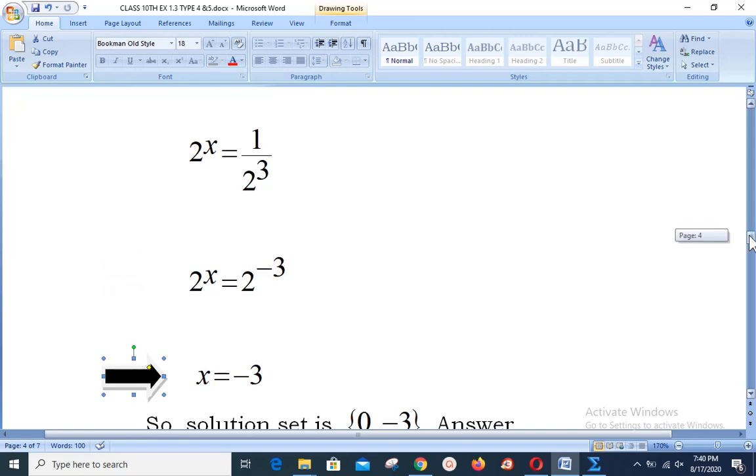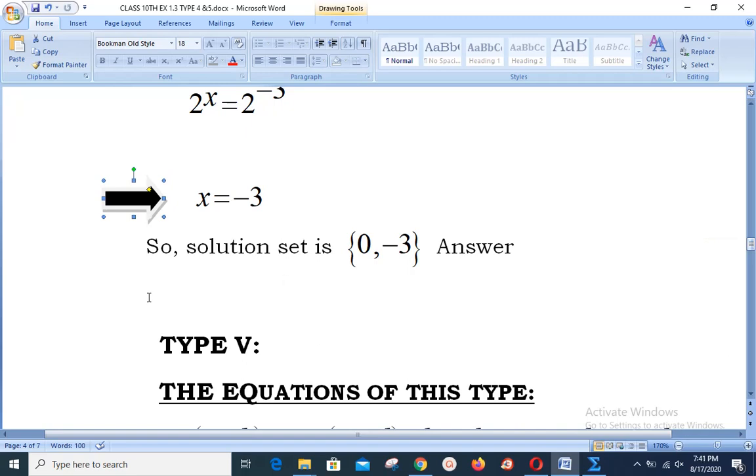So I calculated the values of x that are my solution set elements. One is 0 and the other is minus 3. Same is my answer. Moving ahead to type number 5.